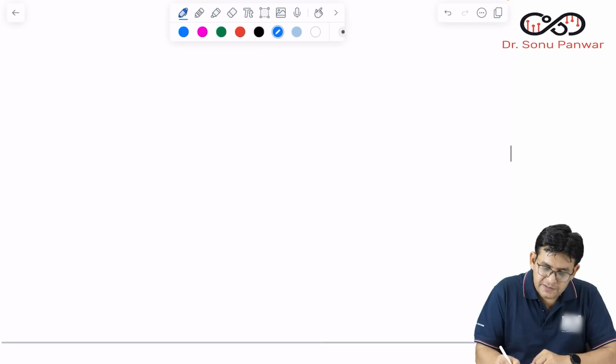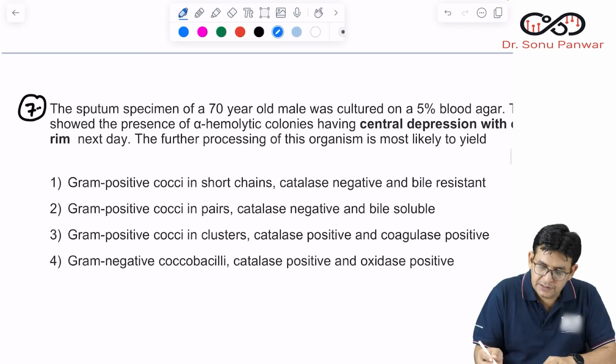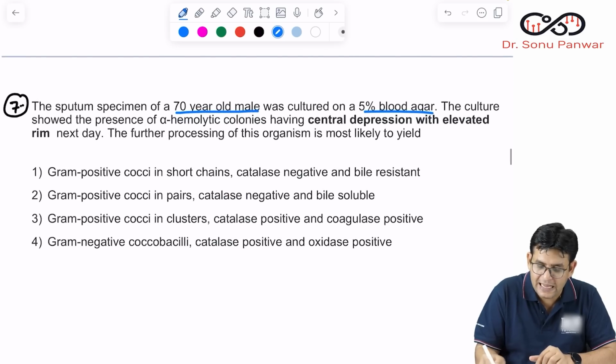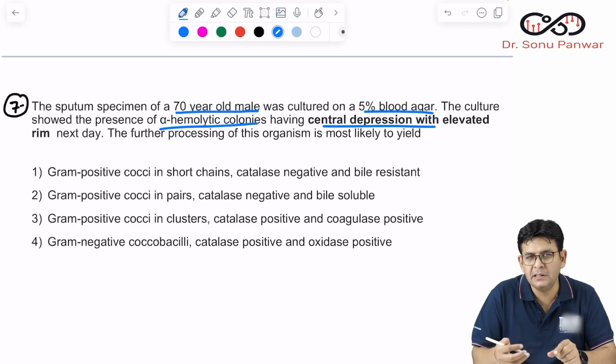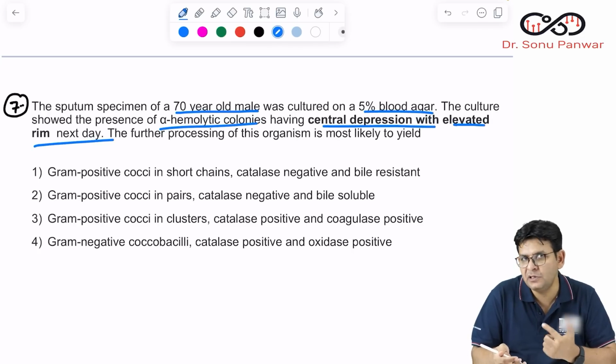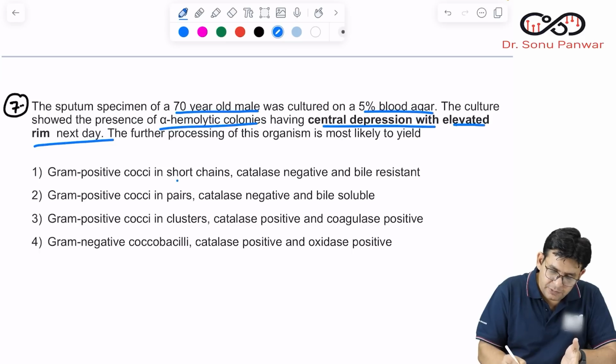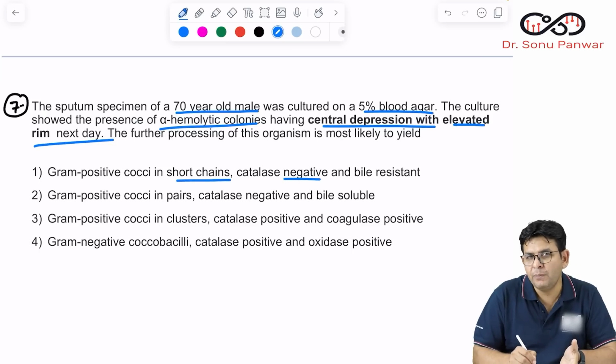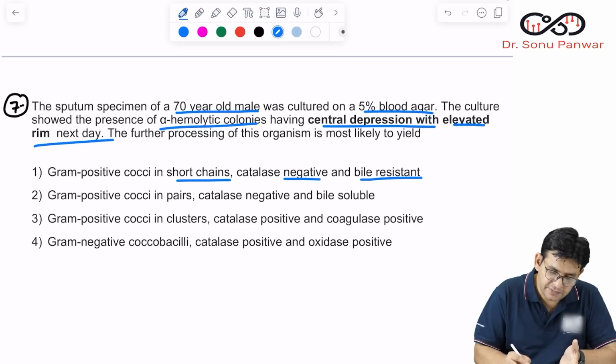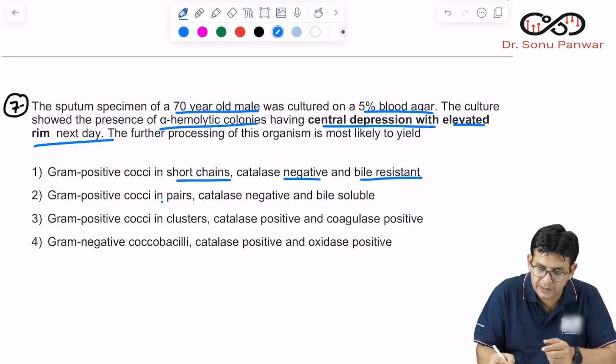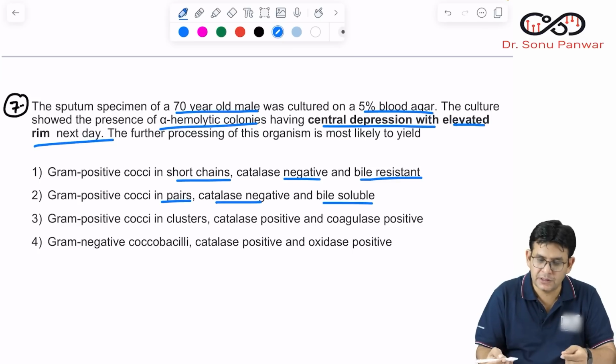A sputum specimen of a 70-year-old male cultured on 5% blood agar. The culture shows the presence of alpha hemolytic colonies with central depression with elevated rim next day. So basically this is the carom coin appearance, which is in pneumococcus. Gram-positive cocci in pairs, that is diplococci, catalase negative, bile soluble. Answer is second. It is pneumococcus.